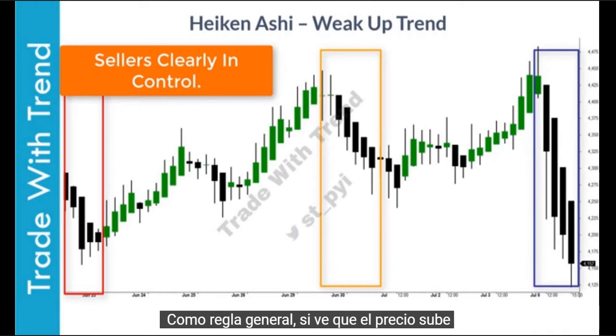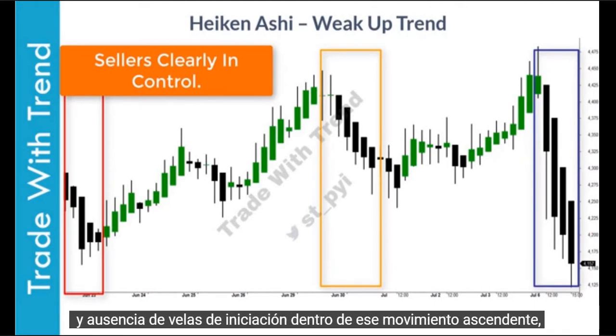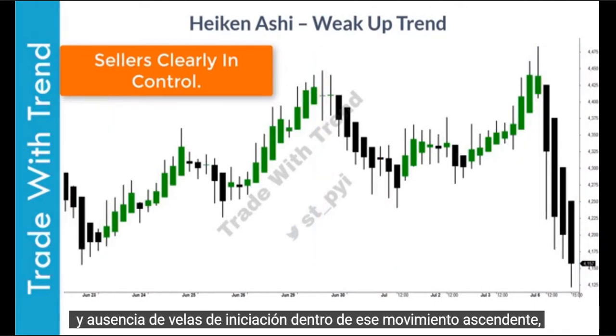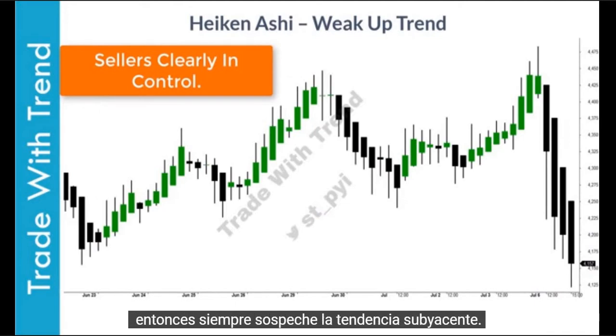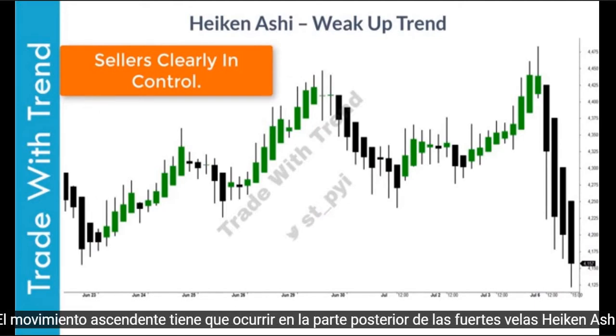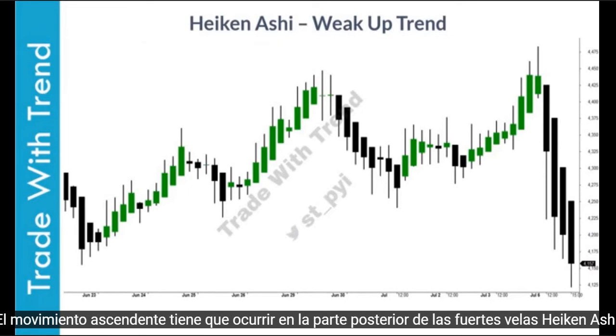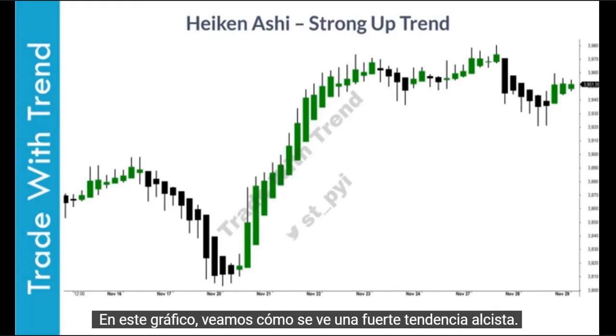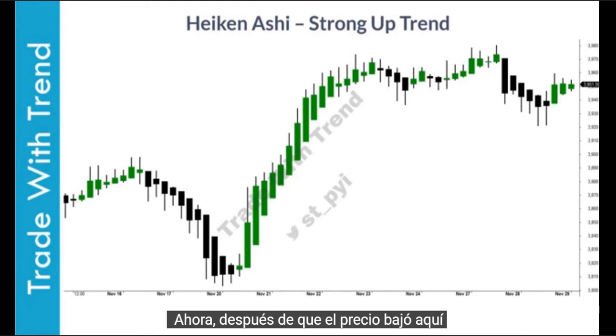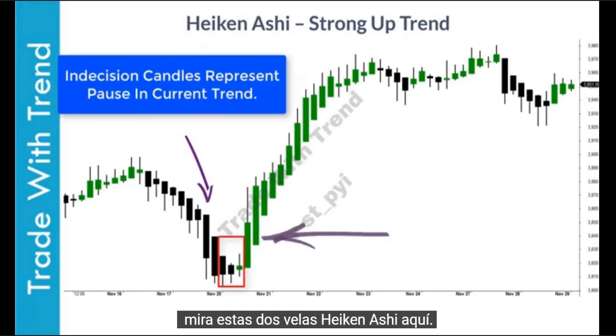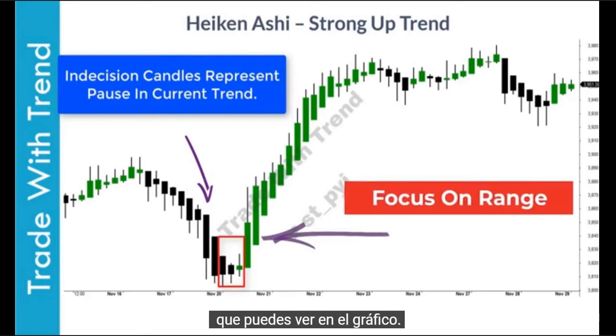As a rule of thumb, if you see price moving up and absence of initiation candles within that up move, then always suspect the underlying trend. Up move has to begin on back of strong Heiken Ashi candles. In this chart, let us see how a strong uptrend looks like. Now after price moved lower here and couple of indecision candles came up, look at these 2 Heiken Ashi candles here. Now these are clear initiation candles that you can spot on the chart.